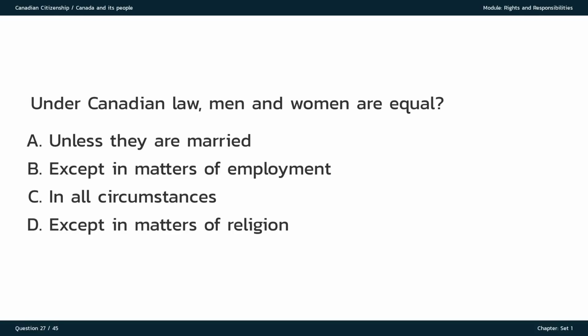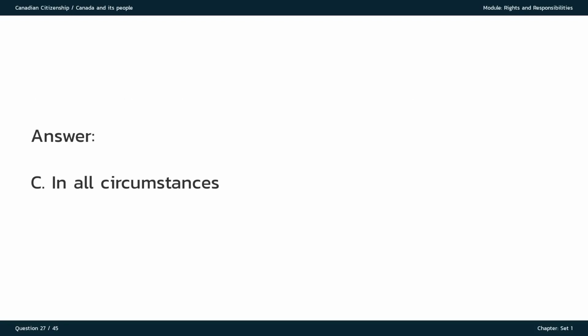Under Canadian law, men and women are equal? A. Unless they are married. B. Except in matters of employment. C. In all circumstances. D. Except in matters of religion. The answer is C. In all circumstances.